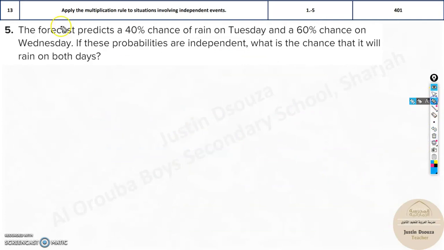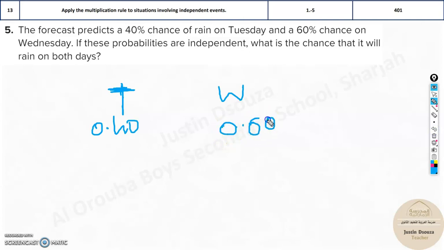Okay, I thought I'd stop, but I'll do this anyway because this is a different type of problem. A forecast predicts a 40% chance of rain on Tuesday. Okay, Tuesday it's 40%, that is 0.4. And what about Wednesday? It's 60%, that is 0.60. I'm sorry.